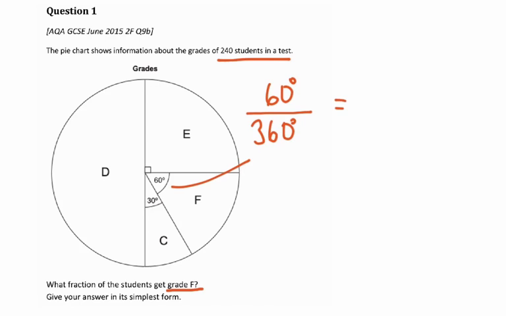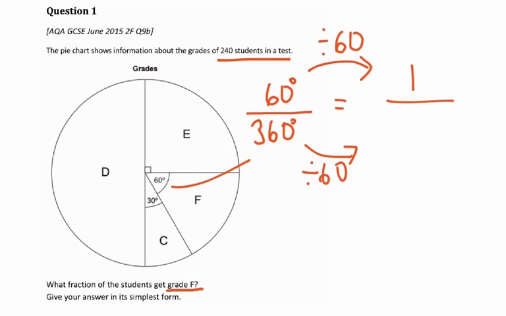Now then, it does want our answer in its simplest form, so we now need to think about what's the highest factor that we can divide 60 and 360 by. So we can divide 60 and 360 by 60. So we are going to do 60 divided by 60 would be 1, and 360 divided by 60 would be 6. So we get left with an answer of 1/6.